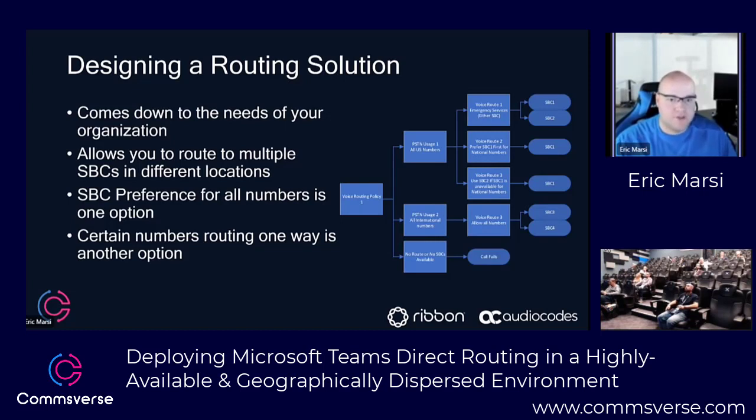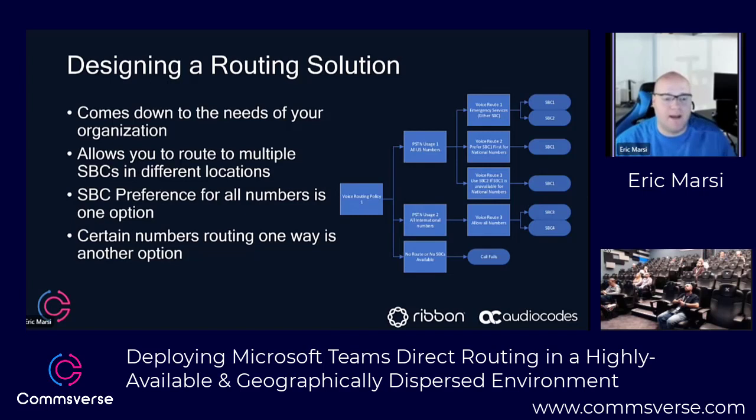Having different voice routes or different voice routing policies allows you to route to different SBCs in different locations and design a plan for how you want that to look in your organization. You could have just SBC preference and send all numbers as one solution. Not my personal recommendation. Or you could say, if I have these US numbers, route to this SBC; if I'm going international, route here. Let's say you have a different SIP carrier for each, so you're minimizing your costs with those SIP trunks.